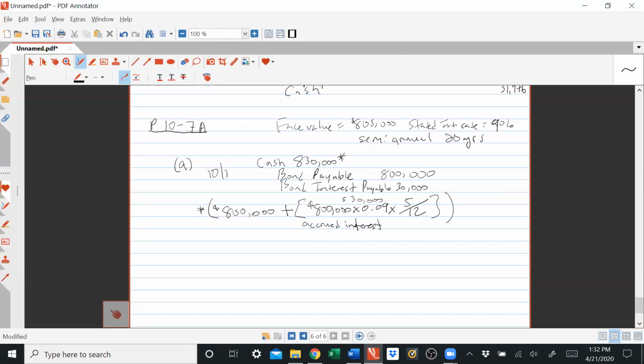We owe interest over that time period, May 1st to October 1st, even though the lender didn't lend us the money until October 1st. They hadn't even lent us the money as of May 1st. We owe interest over that 5 months, even though we didn't have the money. That's how this works. So that's the journal entry on the date of issuance. And then part B.